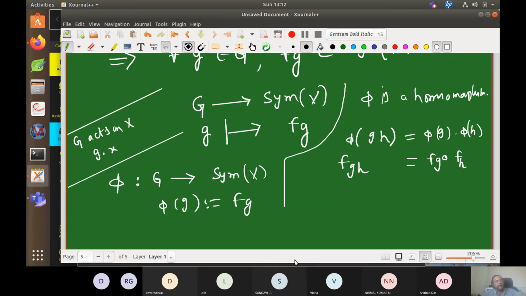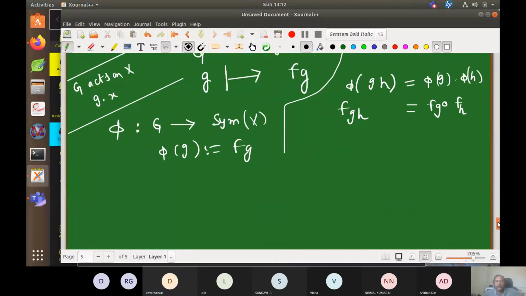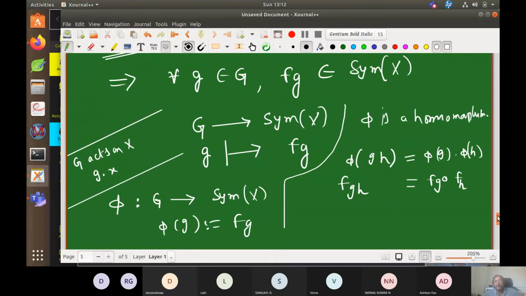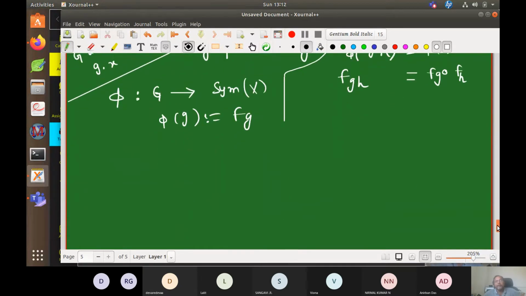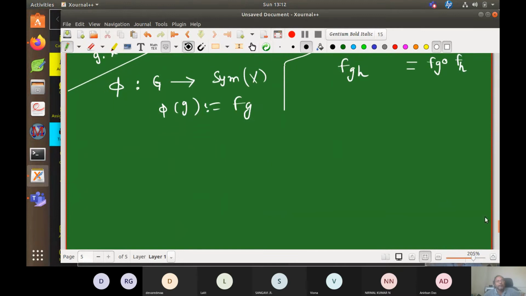Can I proceed? Say yes or no. Yes. It will also follow from the second property. Yeah, correct. It follows from the second property only. Good. So that way we proved it. What is that we proved actually?